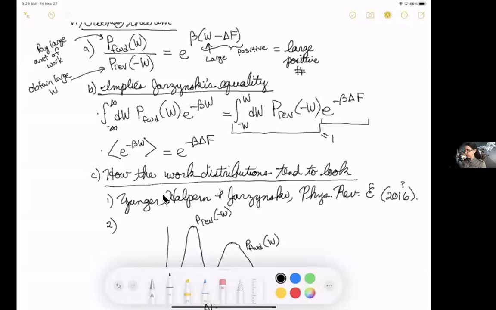So in order for this equality to be satisfied with the fraction on the left-hand side, the probability of paying a large amount of work has to be much larger than the probability of obtaining a large amount of work. So in the spirit of the second law, we usually can't break even. We tend to lose more than we gain.